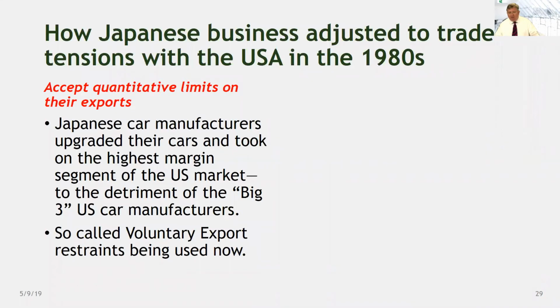But most importantly of all, the corporate strategy response was for the Japanese car firms to upgrade their cars and move into the highest margin segments in the US market, taking on the big three car companies, as they were then known in the United States, and making substantial profits. So these quantitative limits are known as voluntary export restraints, and they're being used today by the Trump administration. So that playbook can be used again.